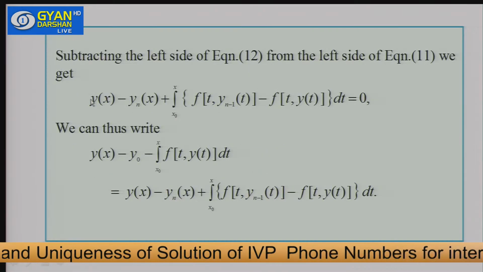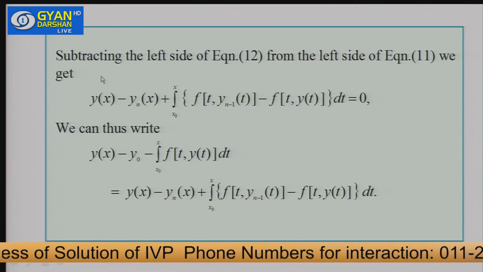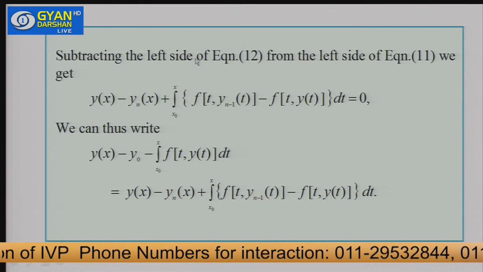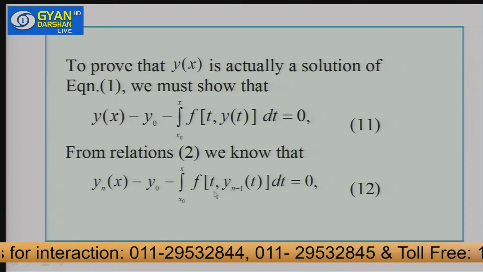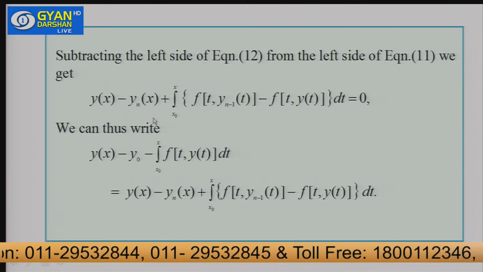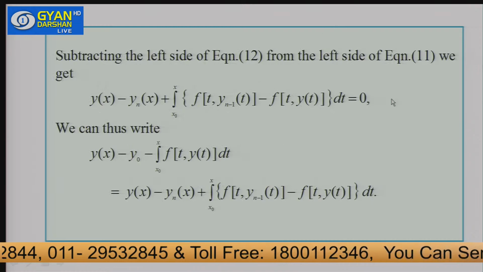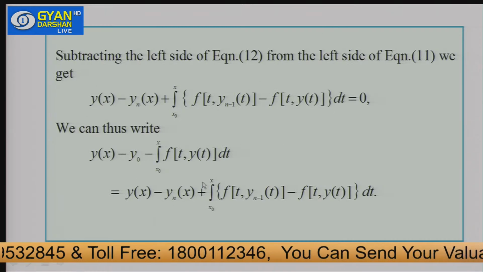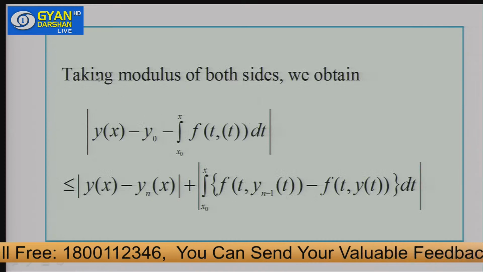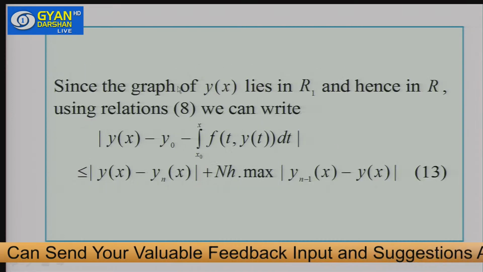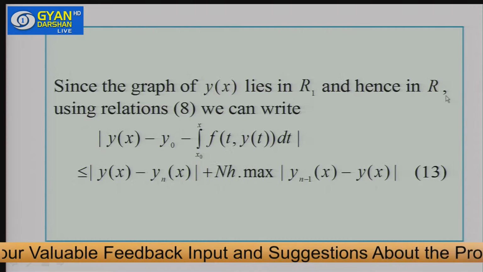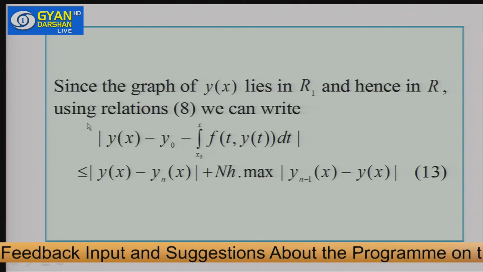If you take the limit, this is this. They have subtracted the left hand side of 12 from 11, and they have got this. Then they will take the limit. By taking modulus on both sides, we obtain this. Since the graph of y lies in R1, using the relation, we must have this.